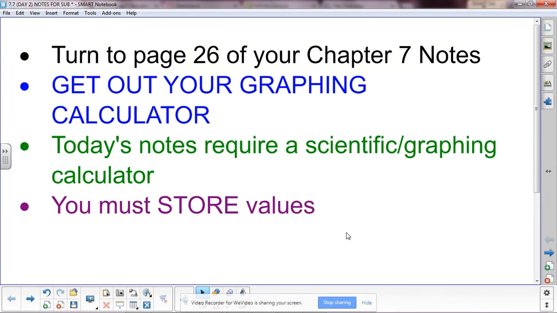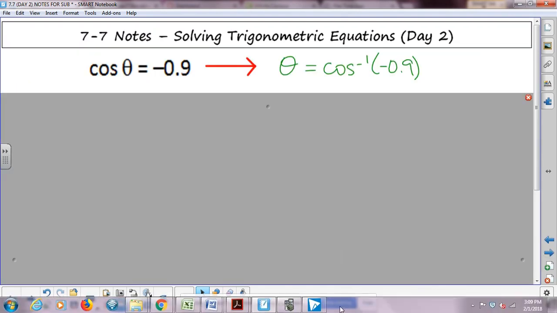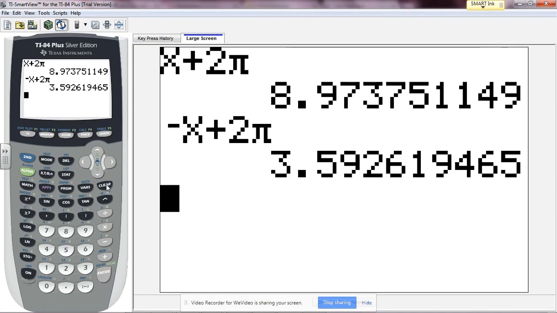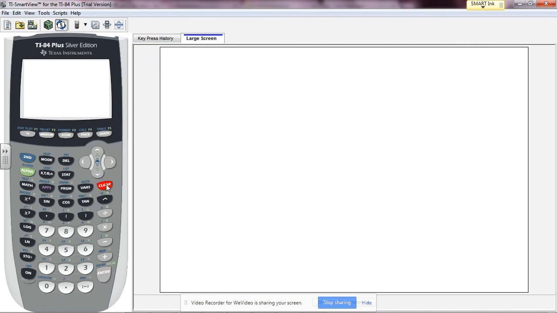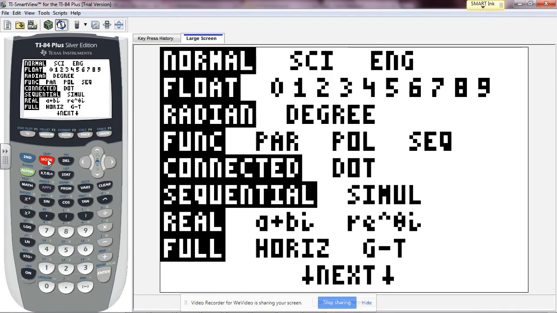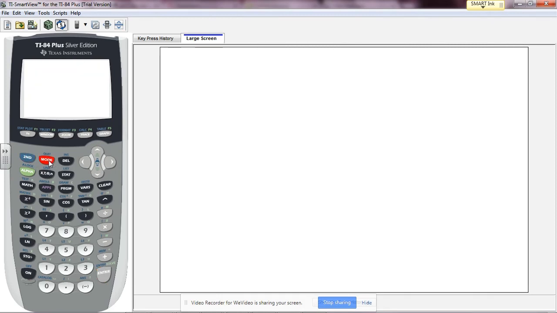So everyone get out your graphing calculators. You have to have a graphing or scientific calculator to do the problems today, and you also need to know how to store values. So let me first remind you about a few things about your calculator. If you press mode, all of them today should be in radian mode. If you're not in radian mode, just use your arrows, go down to it. If it's on degrees, just go to radians and press enter, and then go back to the home screen.